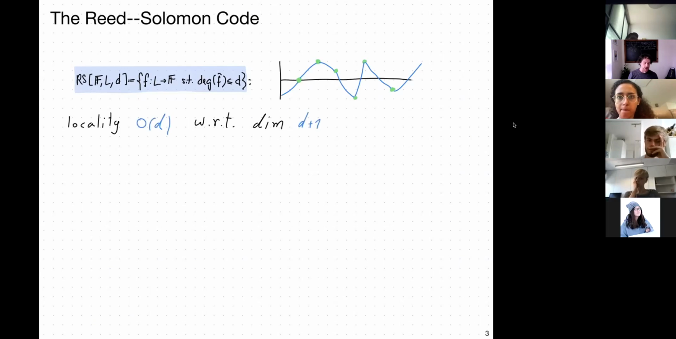Okay, so what do we know about the Reed-Solomon code? So we have locality which is O of d. And that means it's enough to ask O of d many queries, and using that we can test whether an arbitrary function is a low degree polynomial or not. And here I'm writing that this is with respect to dimension d plus 1.